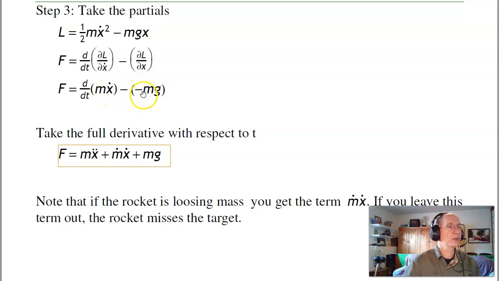Now take the full derivative. This is where you do the chain rule. The derivative of the second term is x double dot. The derivative of the first term is m dot. So if mass is changing, the force is mass times acceleration plus change in mass times velocity plus mass times gravity. Note that if the mass is changing, like you're burning fuel and the rocket's getting lighter, this term shows up. That's the neat thing about Lagrangian dynamics. You actually get this term. Other forms of dynamics don't really get this very easily. It is there. If you leave out that term, the rocket's going to miss the target.